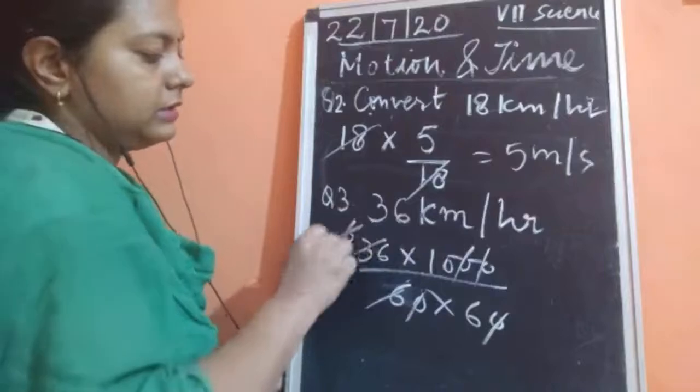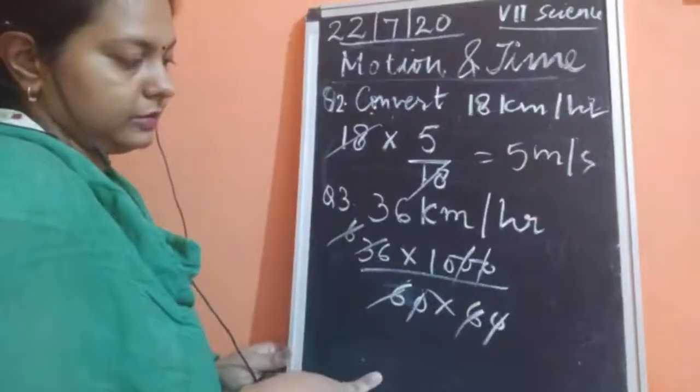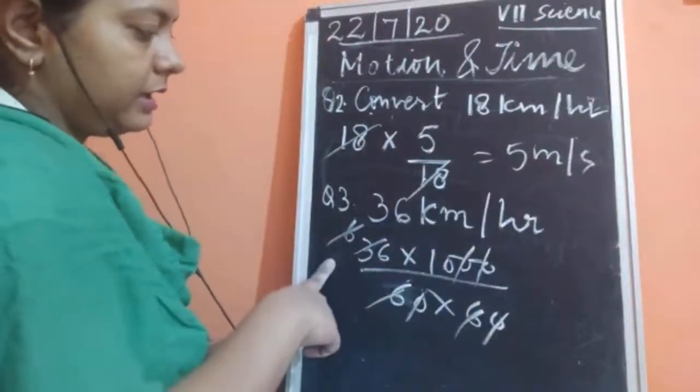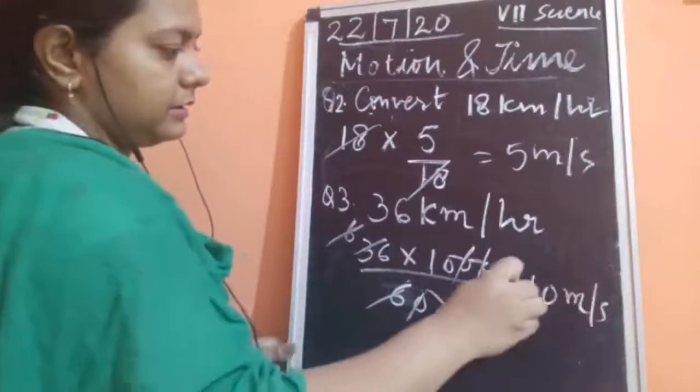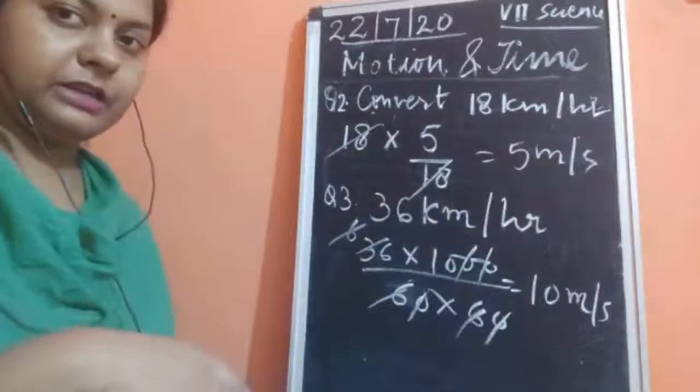6 6 6 6 cancelled. Okay, and then next, we will get 10 meter per second. We are getting 10 meter per second.